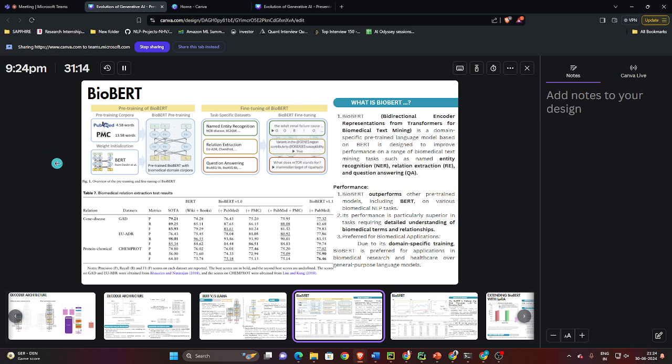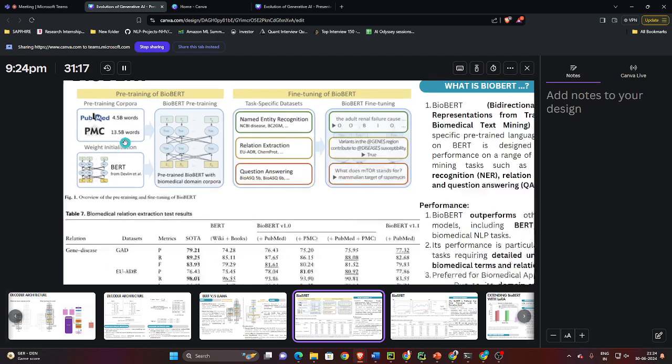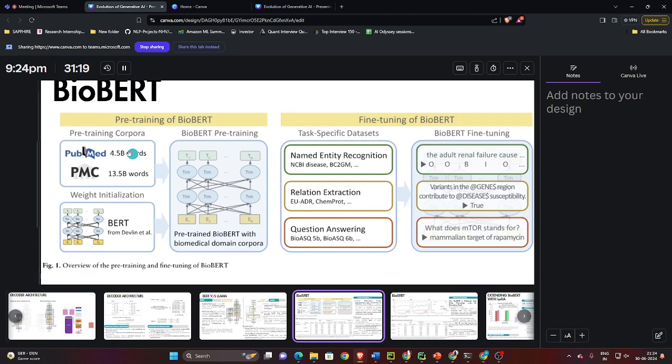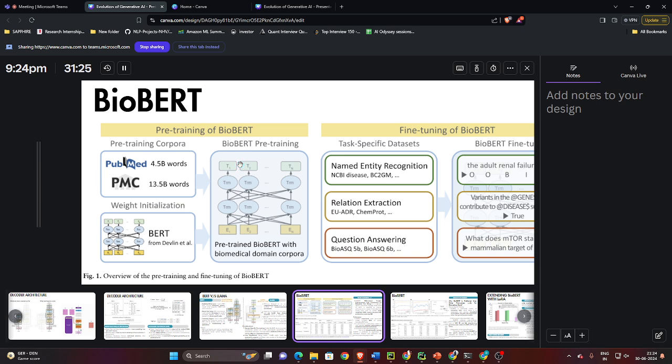BioBERT on my left has this entire pre-training. If I am allowed to zoom into it, PubMed has around 4.5 billion words. I want to make sure that this is only the free version of PubMed that BioBERT has been trained upon. Gyan sir and I were calculating the other day that PubMed has around 60,000 articles, and if every article contains even a basic 3,000 words, it exceeds 4.5 billion by a lot. So we came to the conclusion that BioBERT was only trained on the free articles that are freely accessible to the user. That's the pre-training corpora.